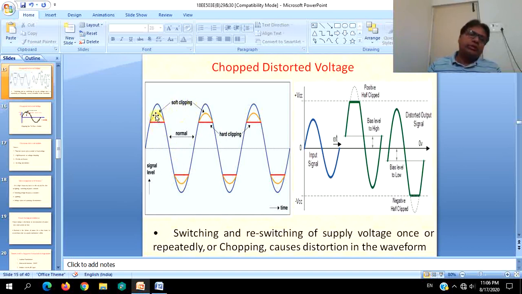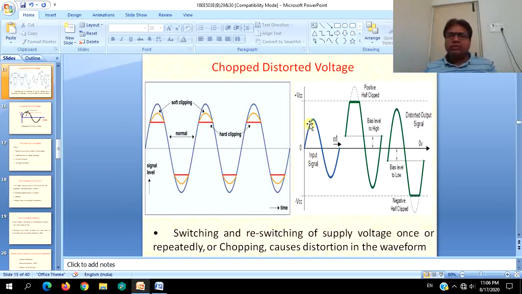Soft clipping is shown with these brownish lines, that is, it is still nearer to a sinusoidal wave, but the magnitude has been decreased, so some value has been chopped off or cut off from the magnitude. With the red line it is shown as hard clipping, that is, most of the portion of the actual magnitude has been cut off and it is taking almost a trapezoidal or trapezium type of shape. So due to chopped distorted voltage, again the shape of the waveform gets affected.